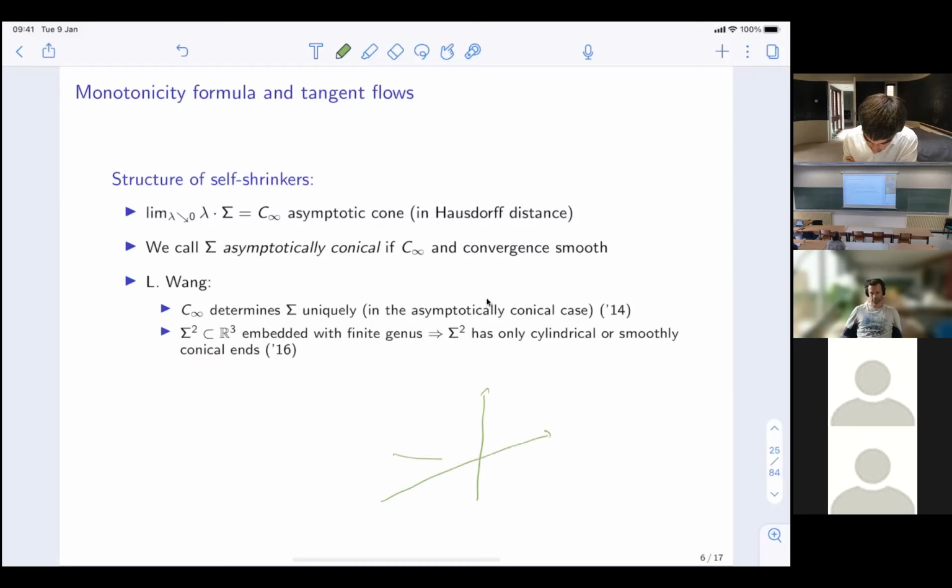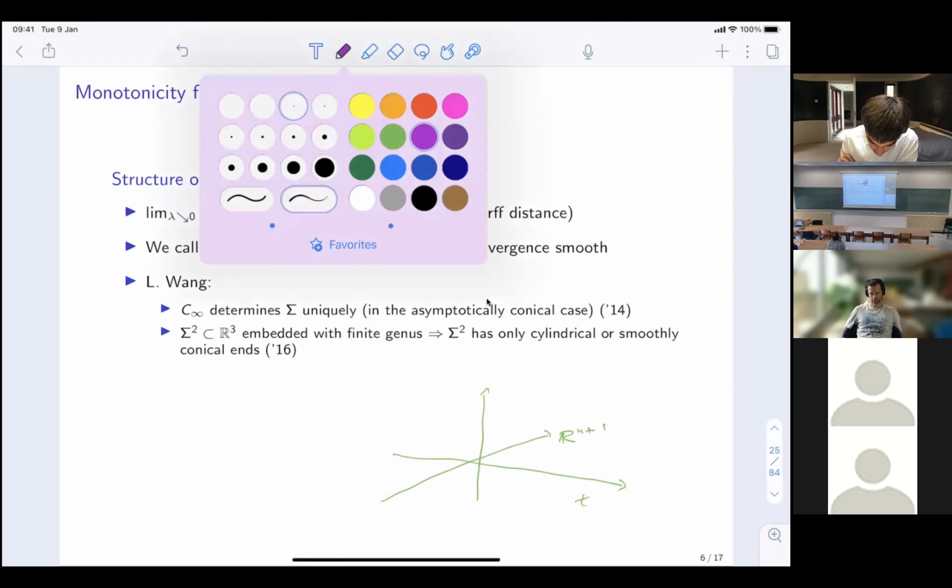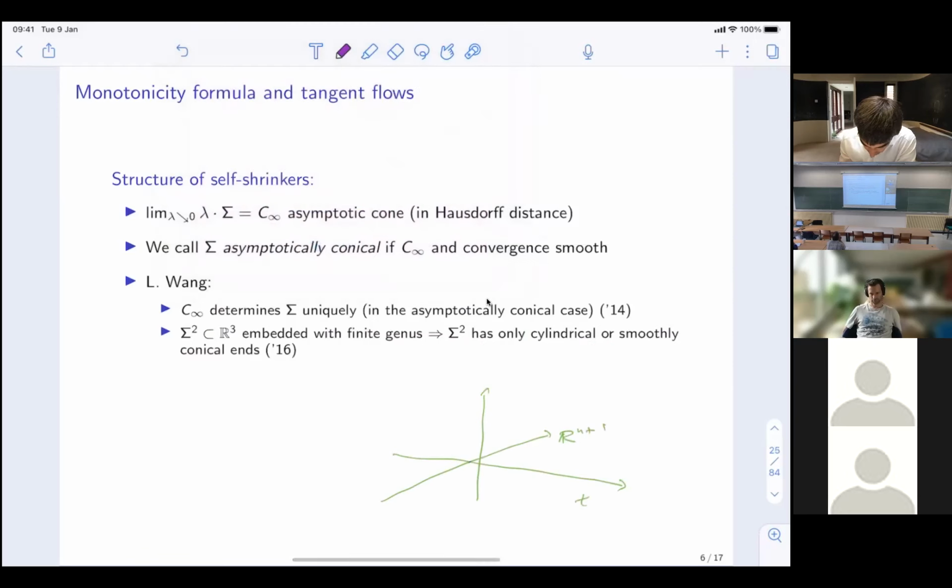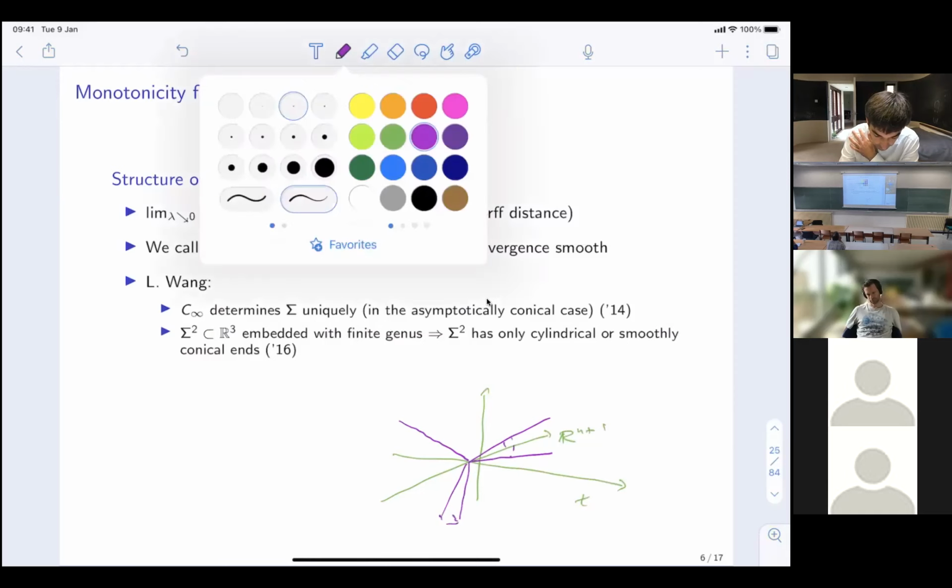Okay, so here's time, here's R^(n+1). And I'll draw now the cone at time 0. I'll do this a bit differently. Here you have a smoothly asymptotically conical end. Maybe here another one. But maybe you also have a cylindrical end that would be just a line. So how would your shrinker look?